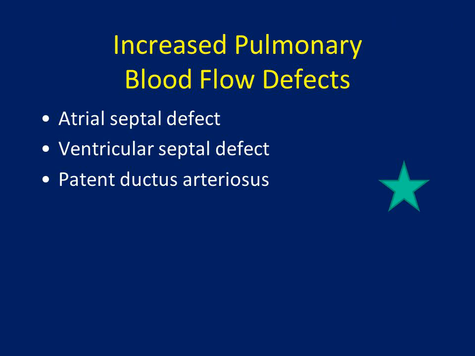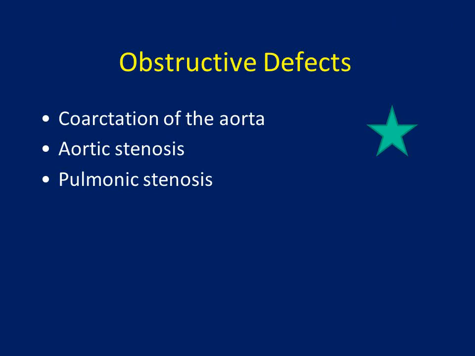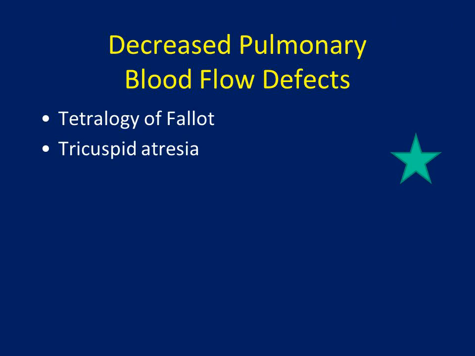Increased pulmonary blood flow defects: atrial septal defect, ventricular septal defect, patent ductus arteriosus. Obstructive defects: coarctation of the aorta, aortic stenosis, pulmonic stenosis.